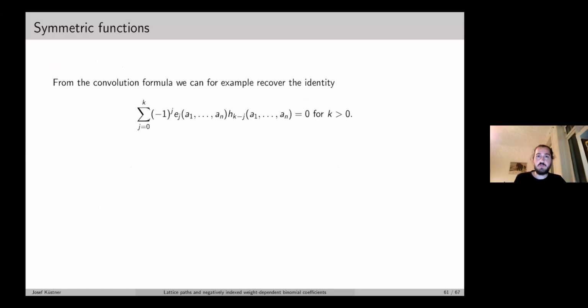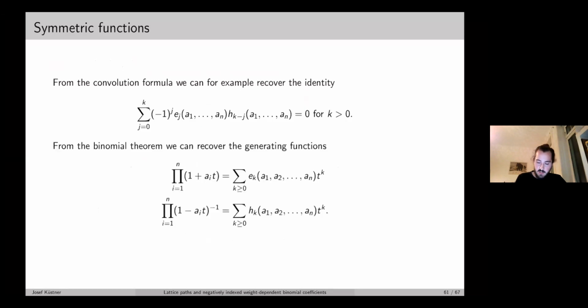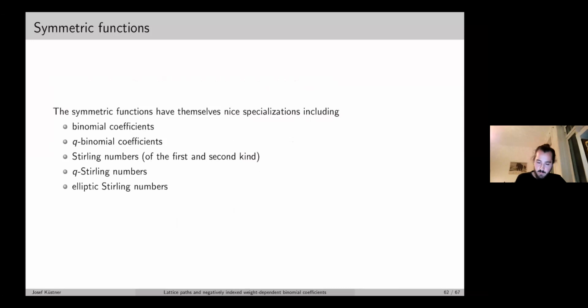And from the convolution formula, we can recover this very classical identity for elementary symmetric functions and complete homogeneous symmetric functions, which is just a consequence of the convolution for the weight-dependent binomial coefficient. And from the binomial theorem and using some operators, we can recover the generating functions for the e's and the h's. Okay, and the symmetric functions have some very nice specializations, but if you're interested in them, I would recommend Macdonald's book.